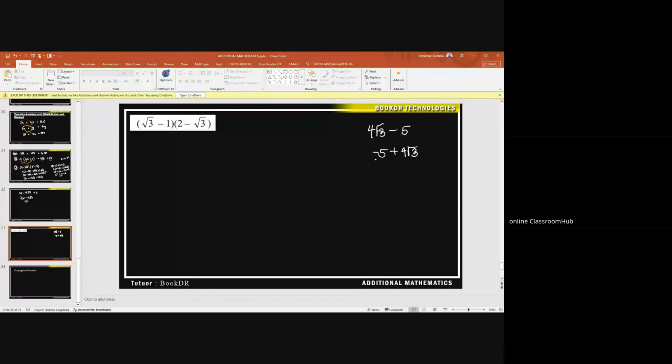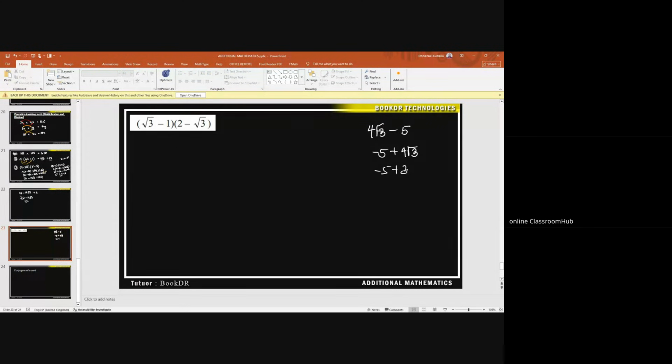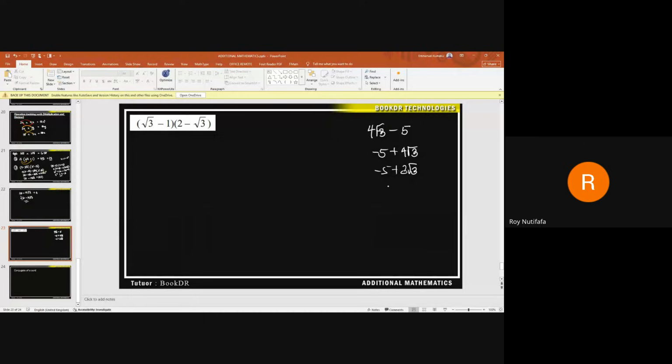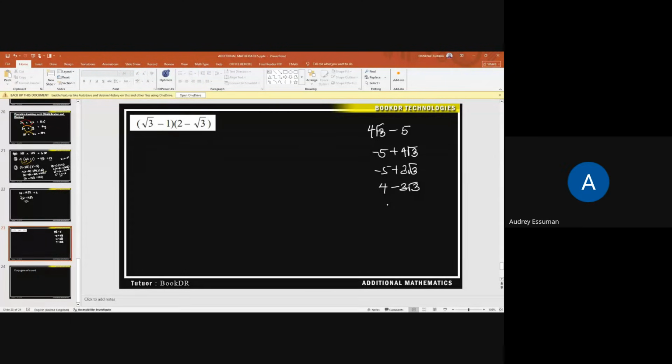Let me go to Kari. If she's not ready, let's go to Esther. So please, I had -5 plus 3√3. Okay, let's go to Roy. So please, I had 4 minus 3√3. Then let's go to Audrey, the last person, and then we will all try it together. I have 3√3 minus 5.